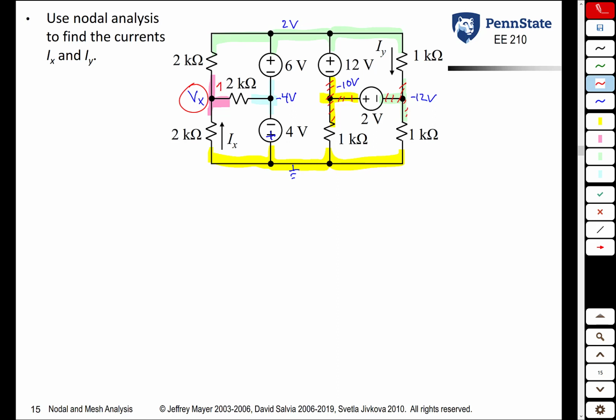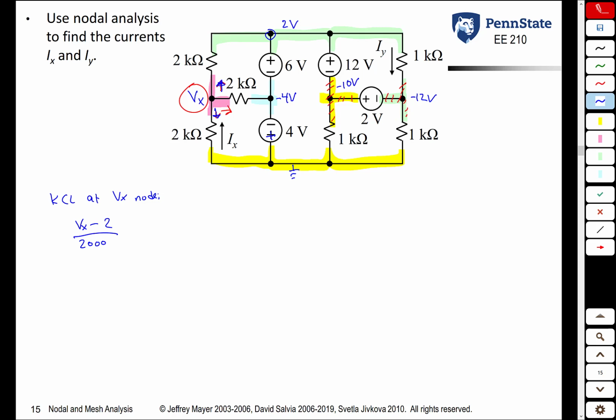Basically, we're going to say that this current plus that current plus that current equals 0. So KCL at the Vx node is what? Current going in this direction, that's the current through that 2 kilo ohm resistor. Remember, the current through the resistor is the voltage at the coming from point minus the voltage at the going to point divided by the resistance. So that current is Vx minus 2 volts divided by the resistance, 2 kilo ohms.